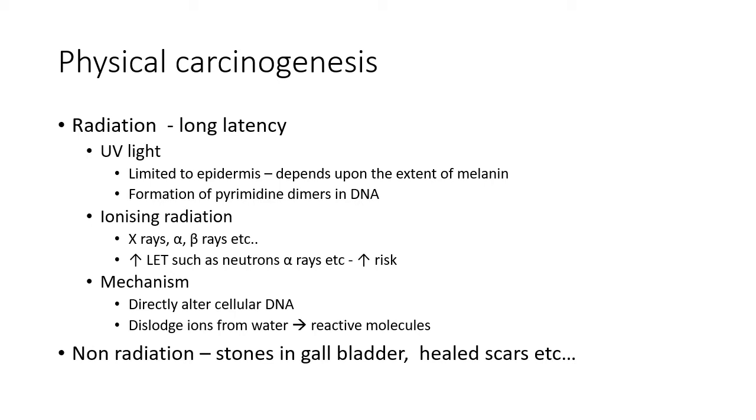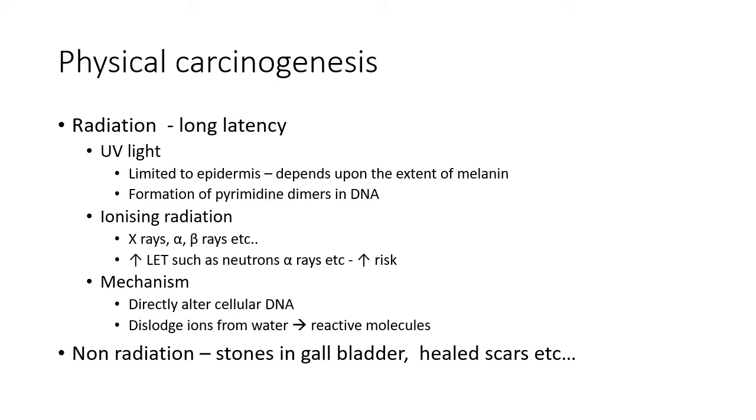Physical carcinogens are divided into two groups: radiation and non-radiation carcinogens. In the radiation type of carcinogens, the major ones are UV light, ultraviolet light, and ionizing radiations. This radiation carcinogenesis has a long latency. That is, carcinoma develops after a pretty long period after exposure. That is, sometimes 10 or 20 years later.